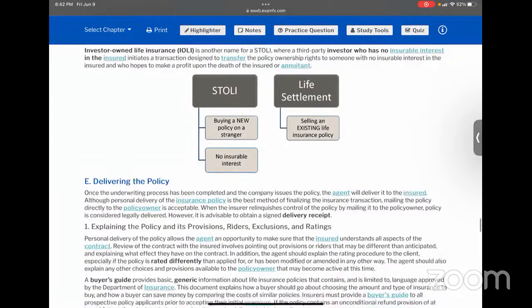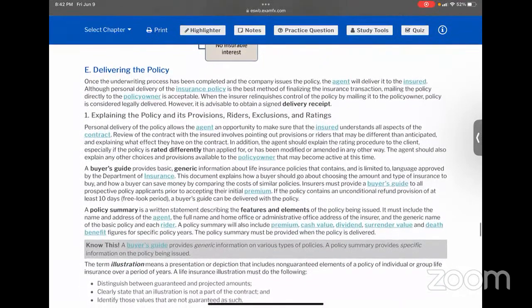Delivering the policy. Once the underwriting process has been completed and the company issues the policy, the agent will deliver it to the insured. Although personal delivery of the insurance policy is the best method of finalizing the insurance transaction, mailing the policy directly to the policy owner is acceptable. When the insured relinquishes control of the policy by mailing it to the policy owner, the policy is considered legally delivered. However, it is advisable to obtain a signed delivery receipt.